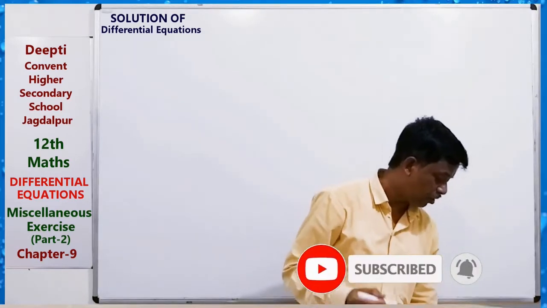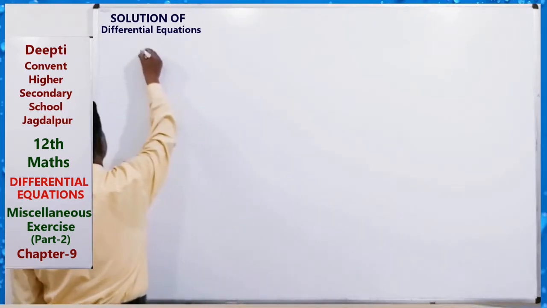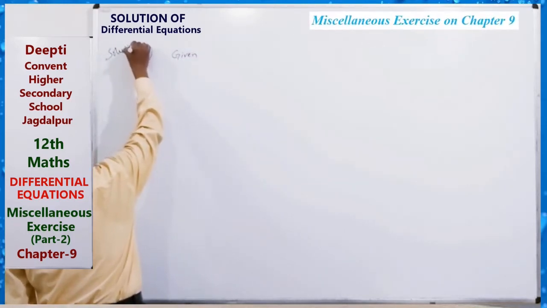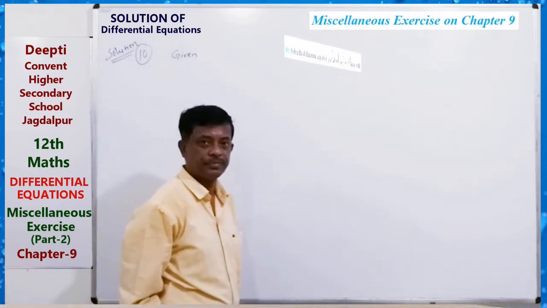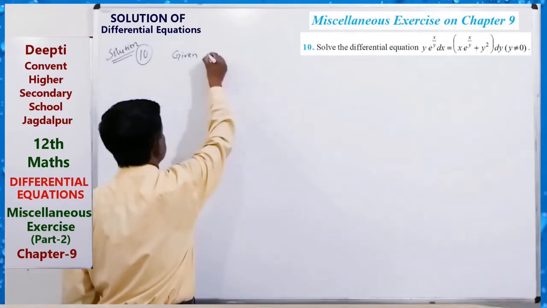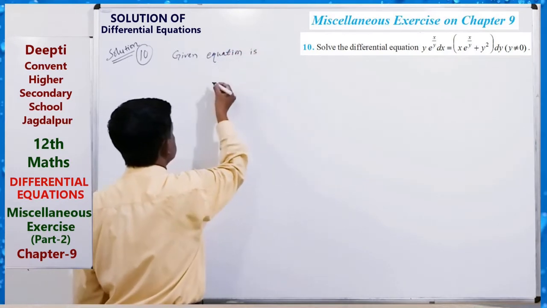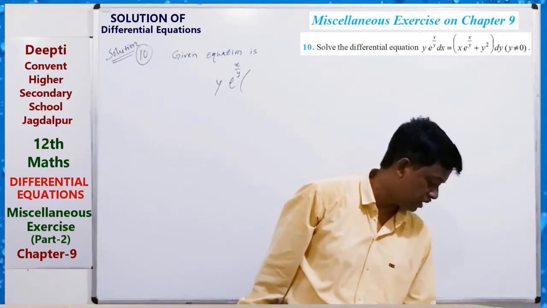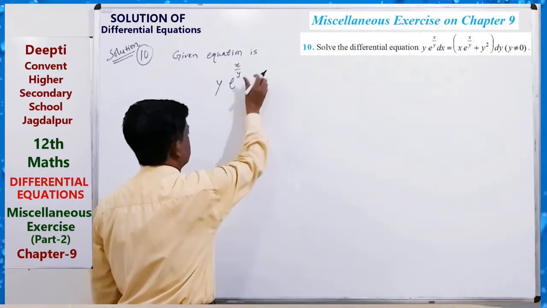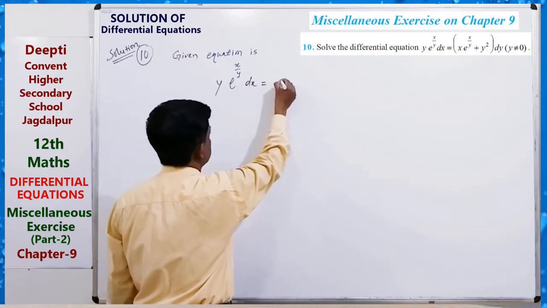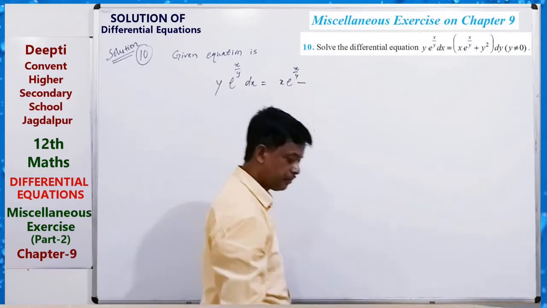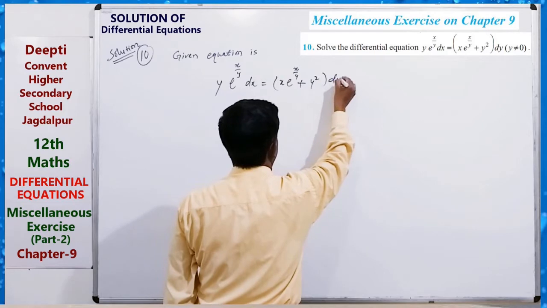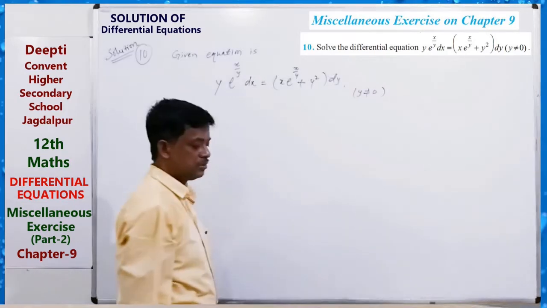10. Solve the differential equation. Question 10, solution. The given equation is y e to the power x by y dx equals x e to the power x by y dy plus y square dy, and y is not equal to 0. So we have to solve this differential equation.